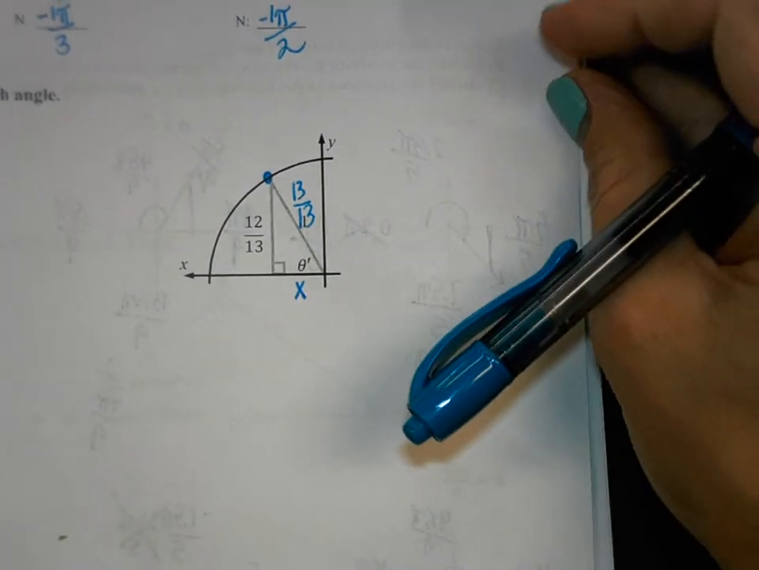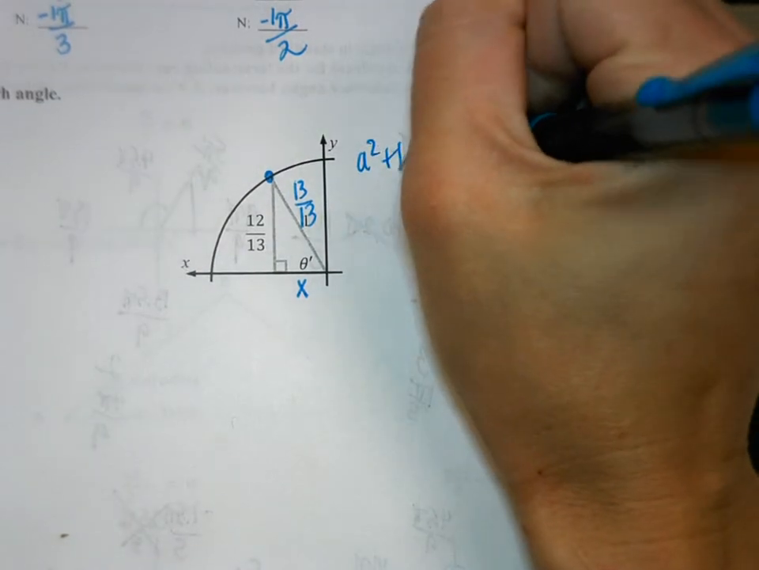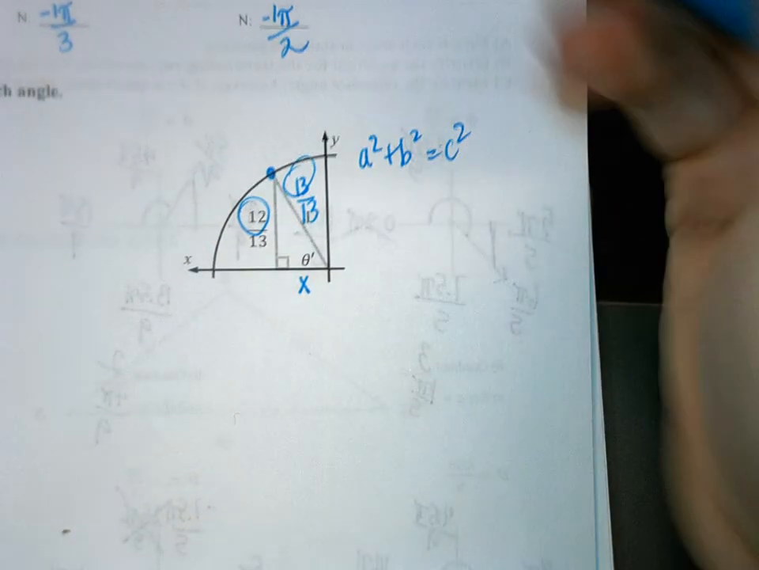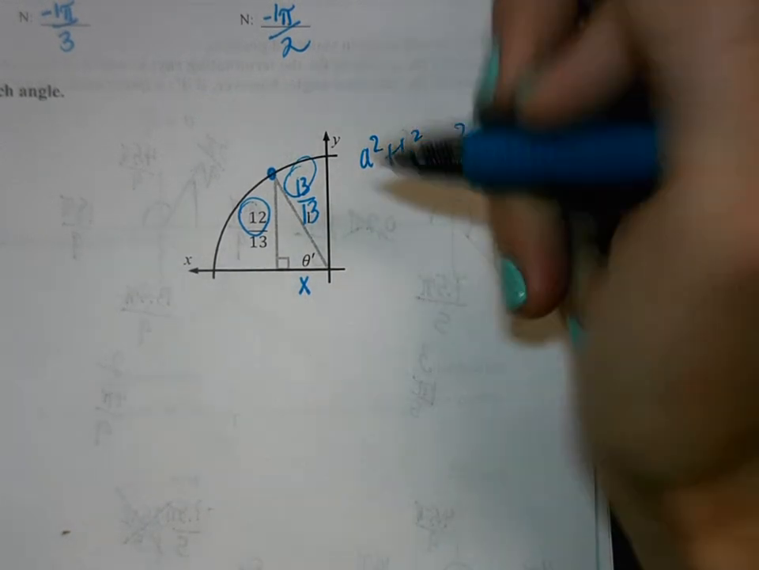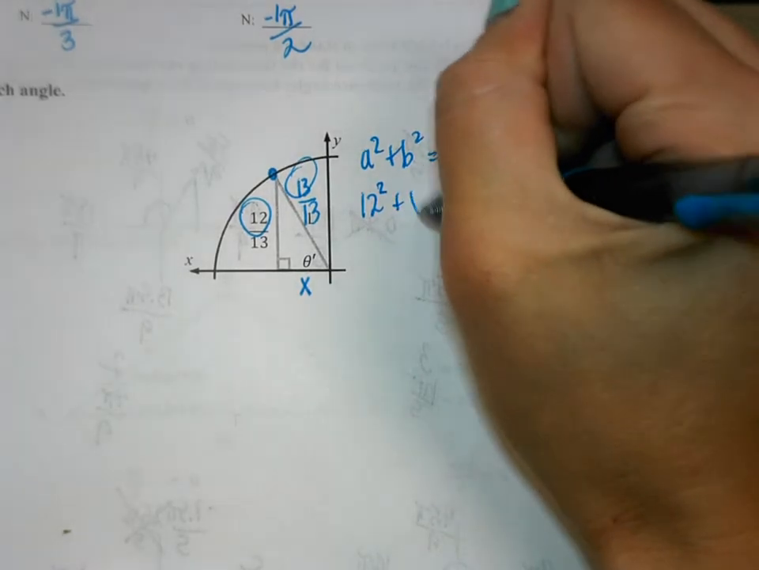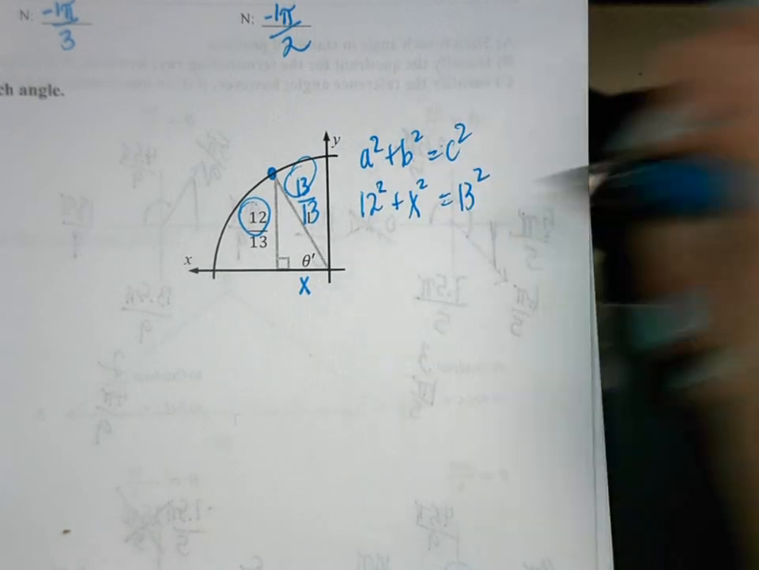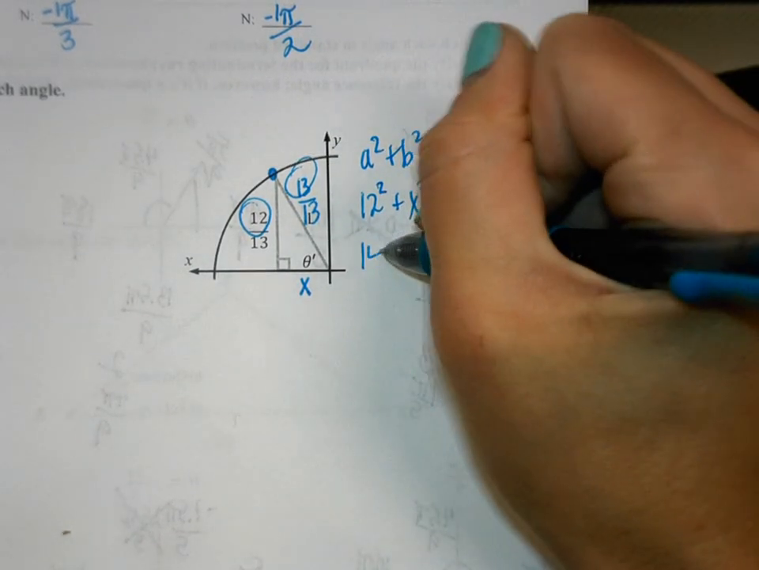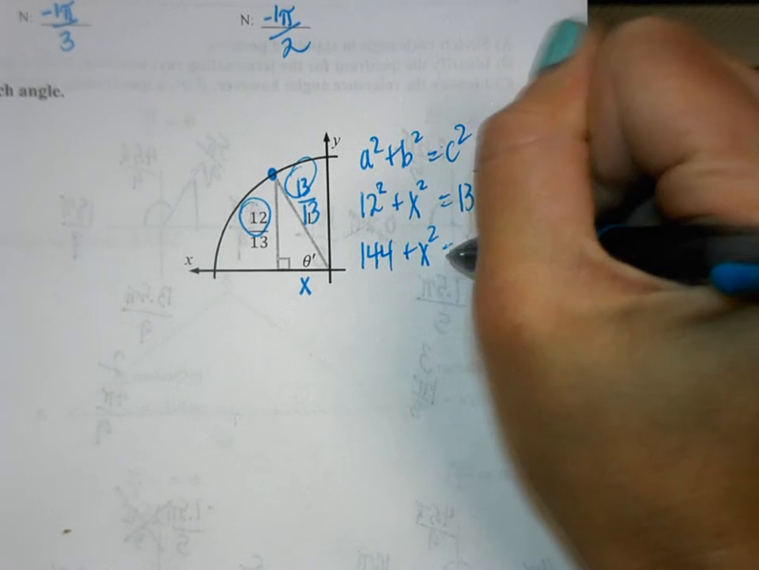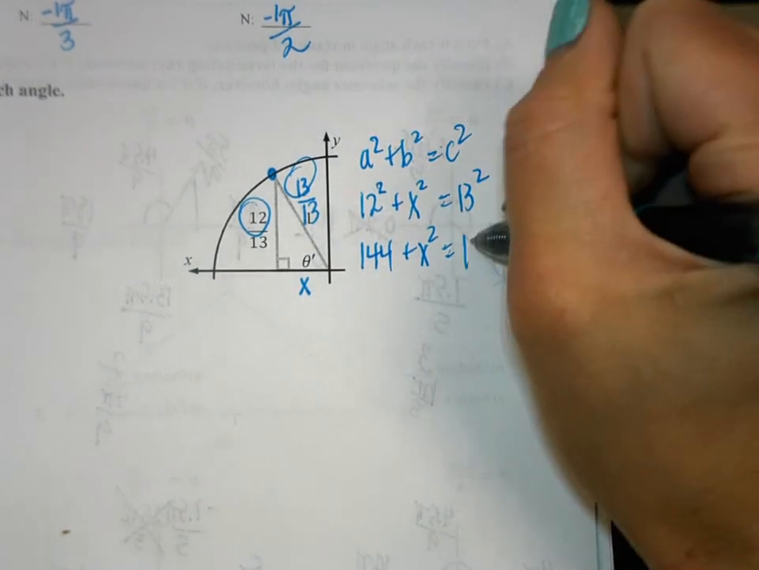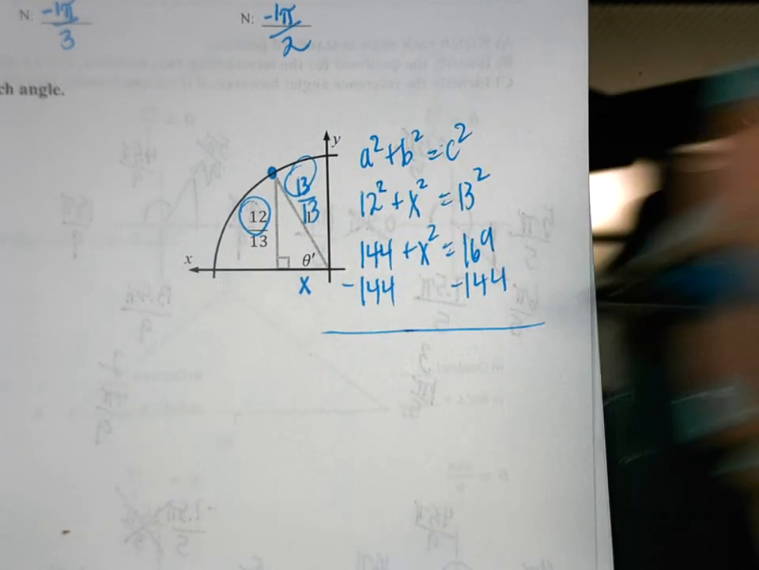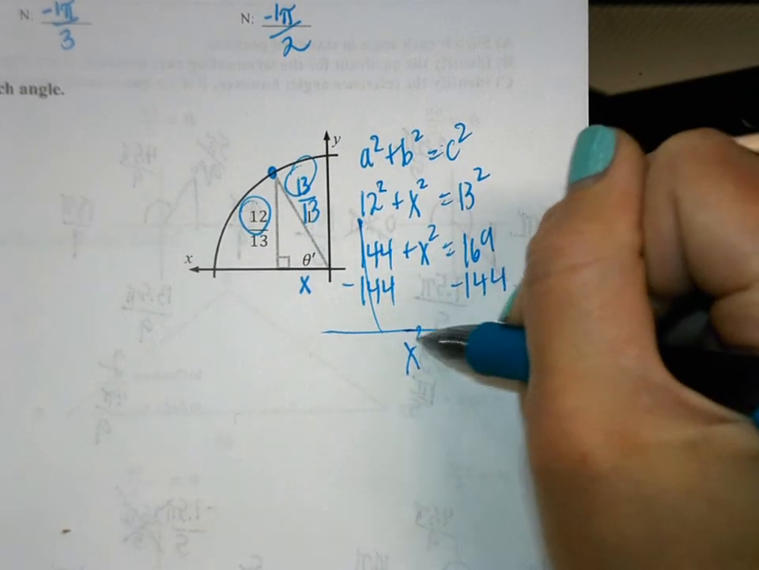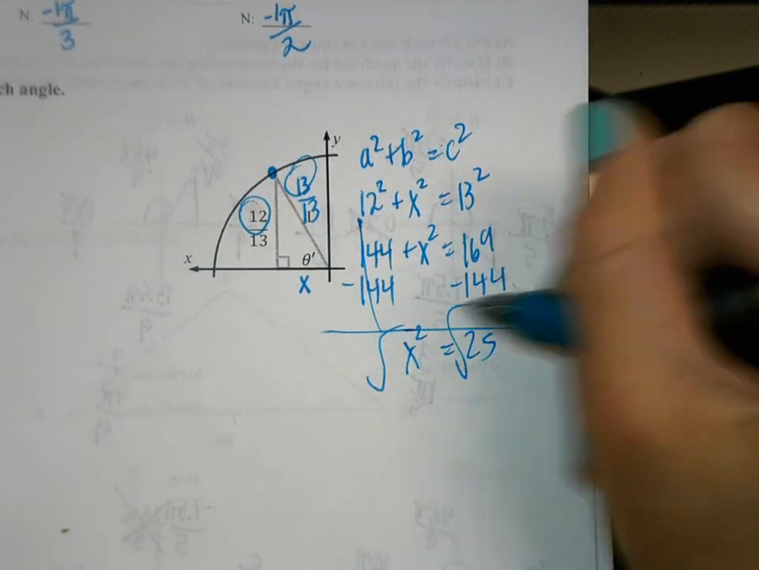So we have a squared plus b squared equals c squared. Remember that we're only dealing with the numerators because all of the denominators are going to be the same, which will end up canceling them out. So 12 squared plus x squared equals 13 squared. 12 squared is 144, plus x squared equals, and 13 squared is 169. We subtract 144 from both sides. These eliminate. x squared equals 25, square root of both sides, and x equals 5.